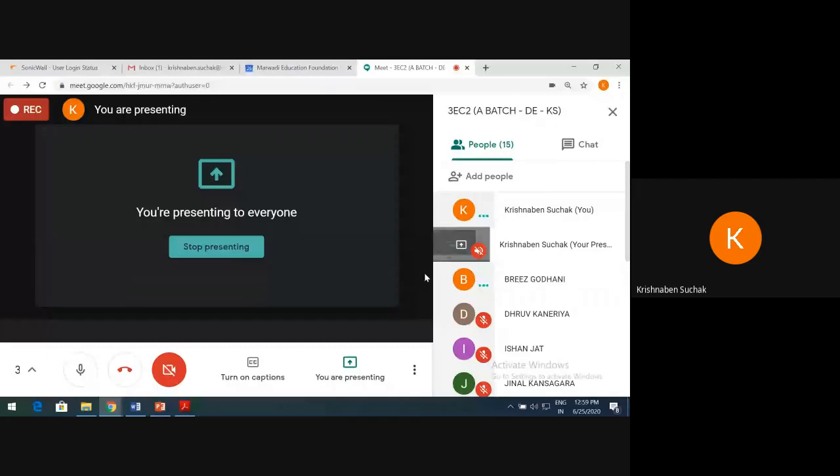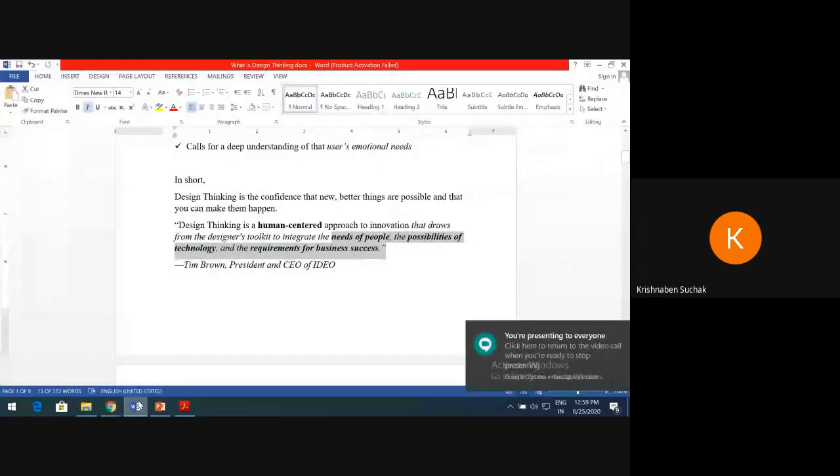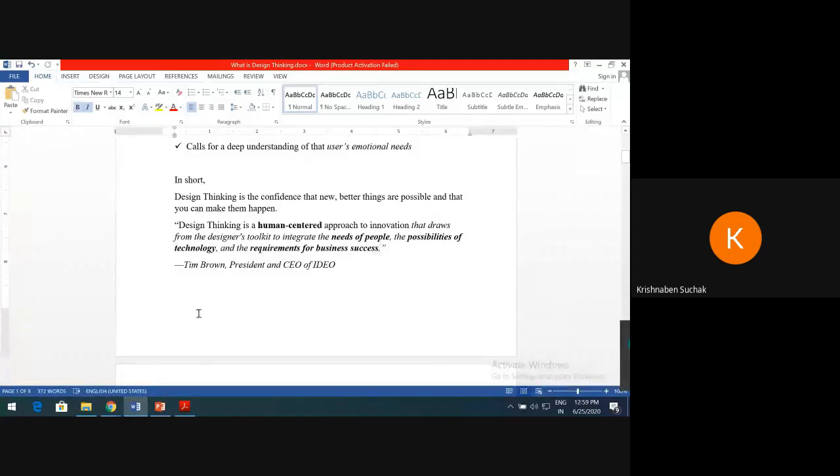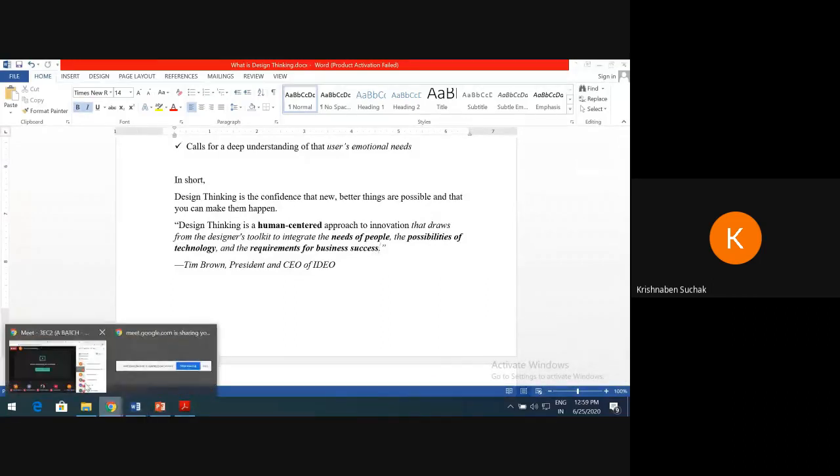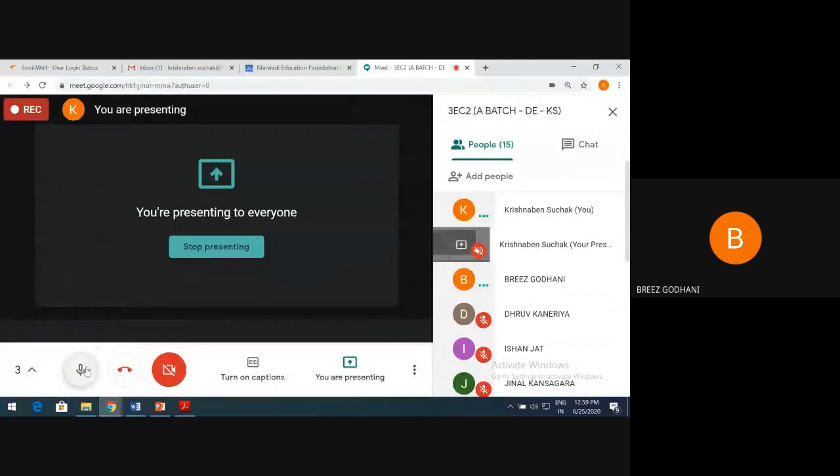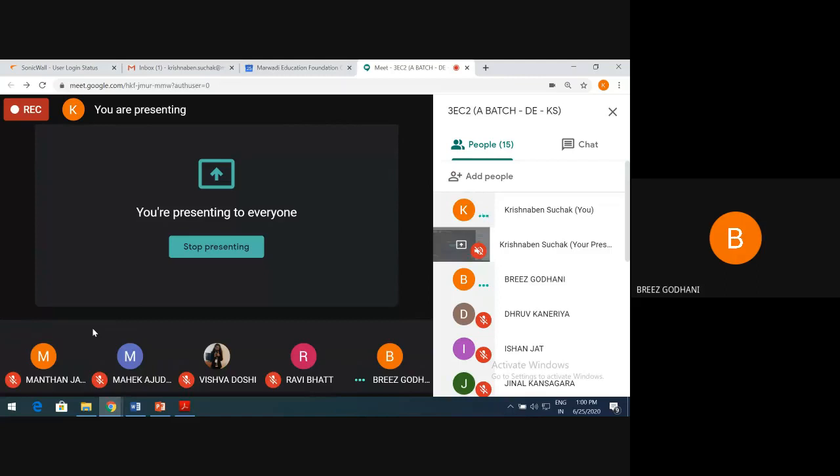Breeze, you have to speak about what idea you have found where all these three things are satisfied: needs of people, possibilities of technologies, and requirement of business success. Ma'am, we can say that in a data storage device. You have to give an example. Data storage device, yes, good example. So there we can have all these things.